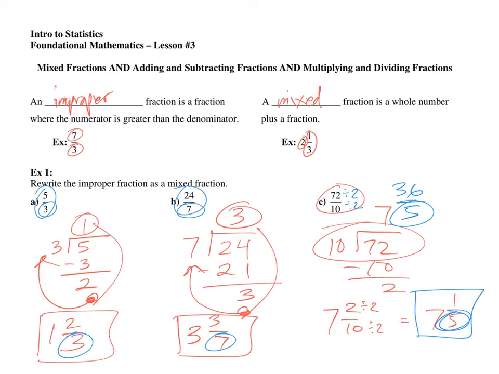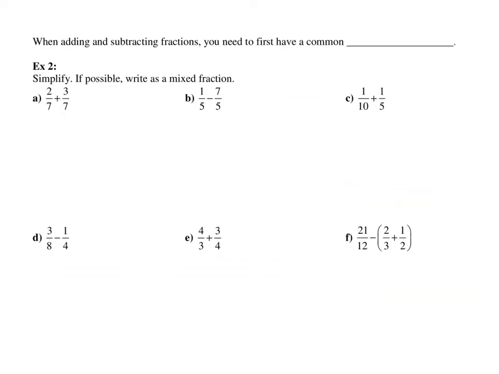Going on to the next example. All right, when adding and subtracting fractions, you need to first have a common denominator. The bottom number has to be the same. So for example 2, simplify, if possible, write as a mixed fraction. Got 2 fractions here, same denominator, cool. All you have to do is add the numerators. 5, keep the denominator, 7s.